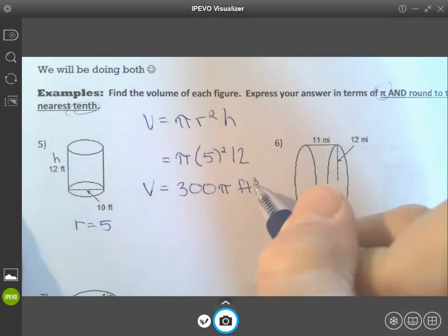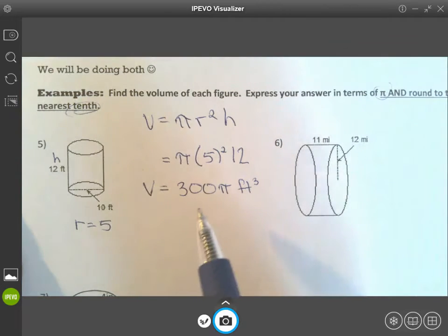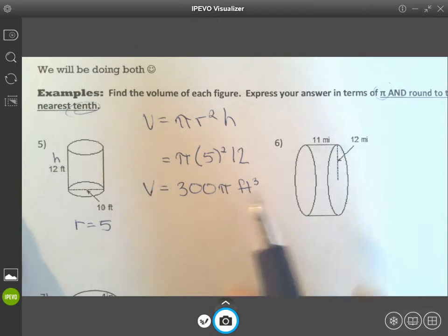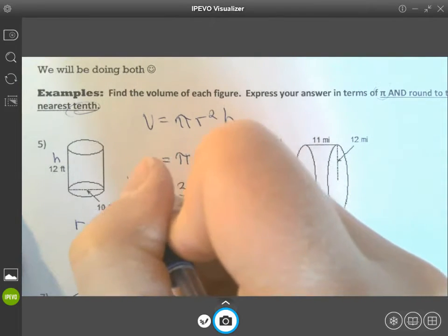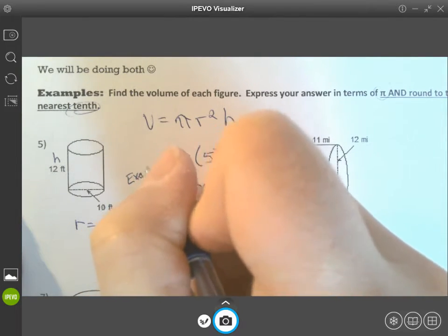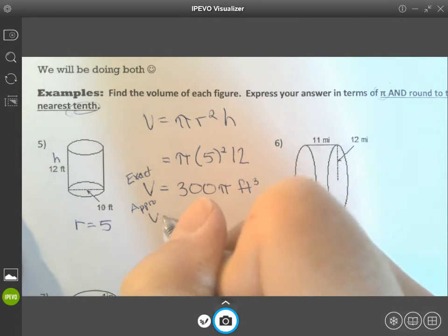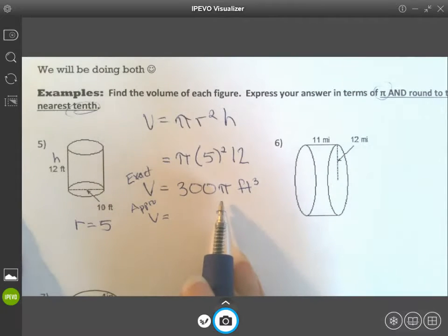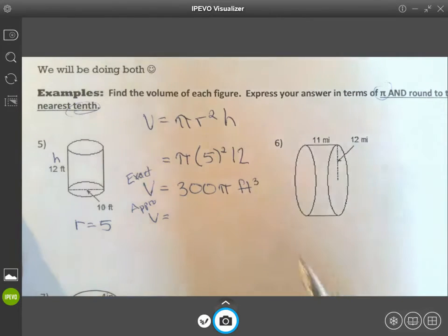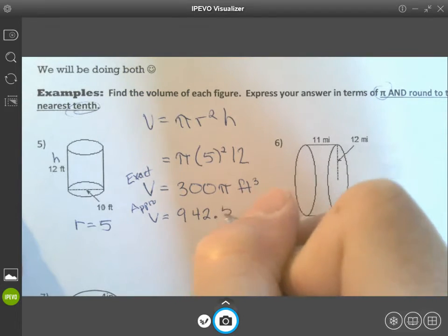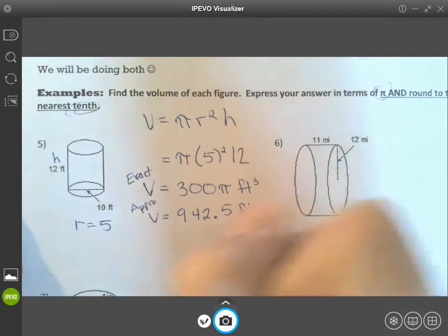Feet cubed. All right, type in 300 pi in the calculator, use your pi key, and give me the nearest tenth. So this is your exact, and this is your approximate. No, because it's 300 times 3 something. It'd be 900 something. 942 point, what did you say? Nearest tenth. 5. Yep. Feet cubed.